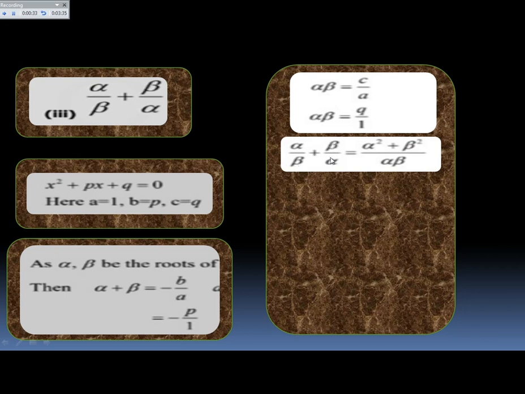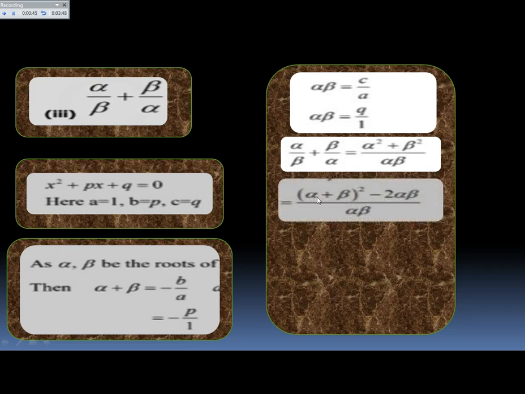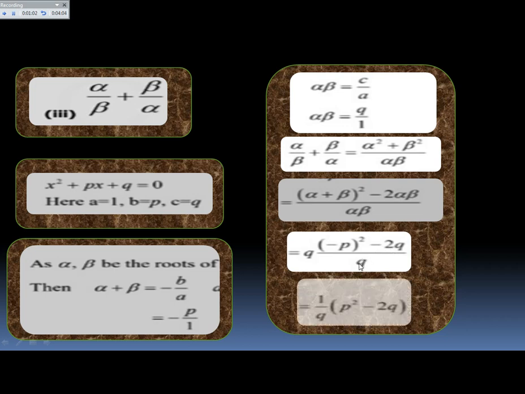Alpha upon beta plus beta upon alpha, taking LCM, cross multiply: alpha times alpha is alpha square and beta times beta is beta square, so alpha square plus beta square over alpha beta. Alpha square plus beta square is alpha plus beta whole square minus 2 alpha beta. Putting the values, minus p whole square minus 2q upon q. So the value is p square minus 2q over q.